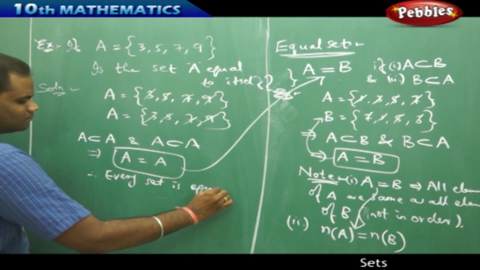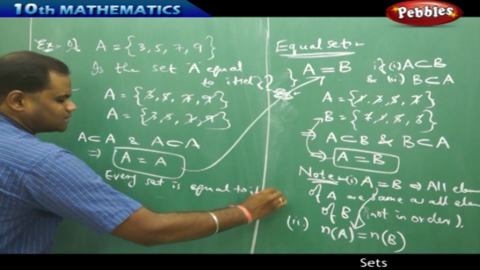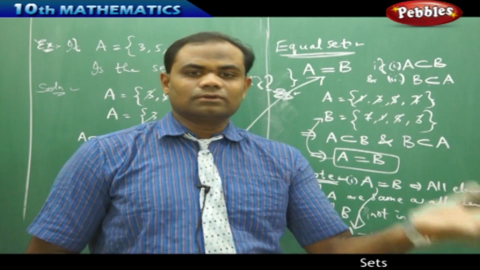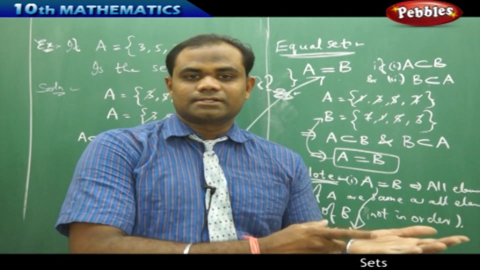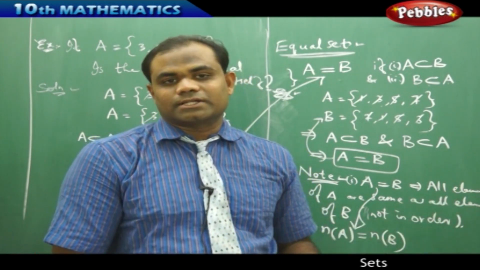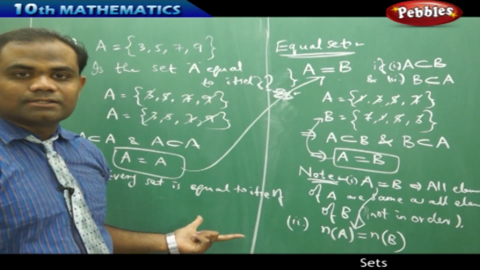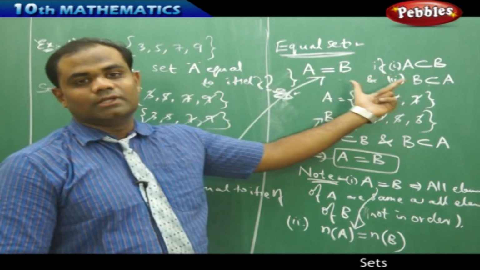Is equal to itself. So it is very important to note that when you take a set, it is equal to itself because it is the set itself. This is how we understand it in general form, but mathematically we prove that a set is equal to itself by using strictly the equality definition.